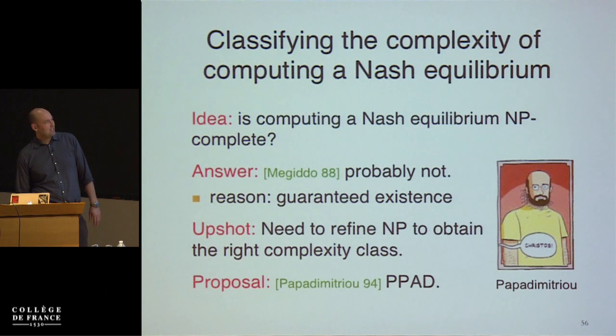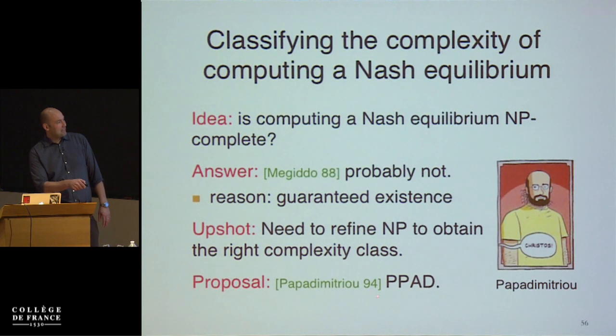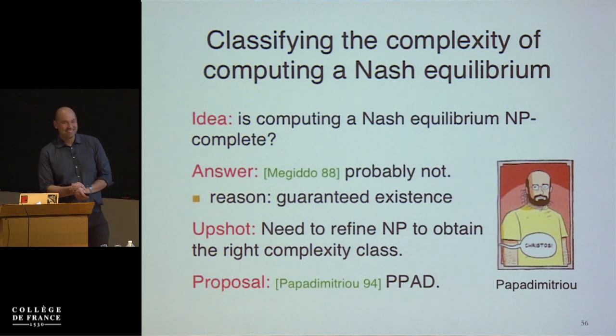So allegedly, this stands for polynomial parity argument directed version. Christos has tried to swear to me that he was unaware that these 4 letters are 4 of the first 5 letters of his last name. But if you believe that, I've got an offer for you after the talk.